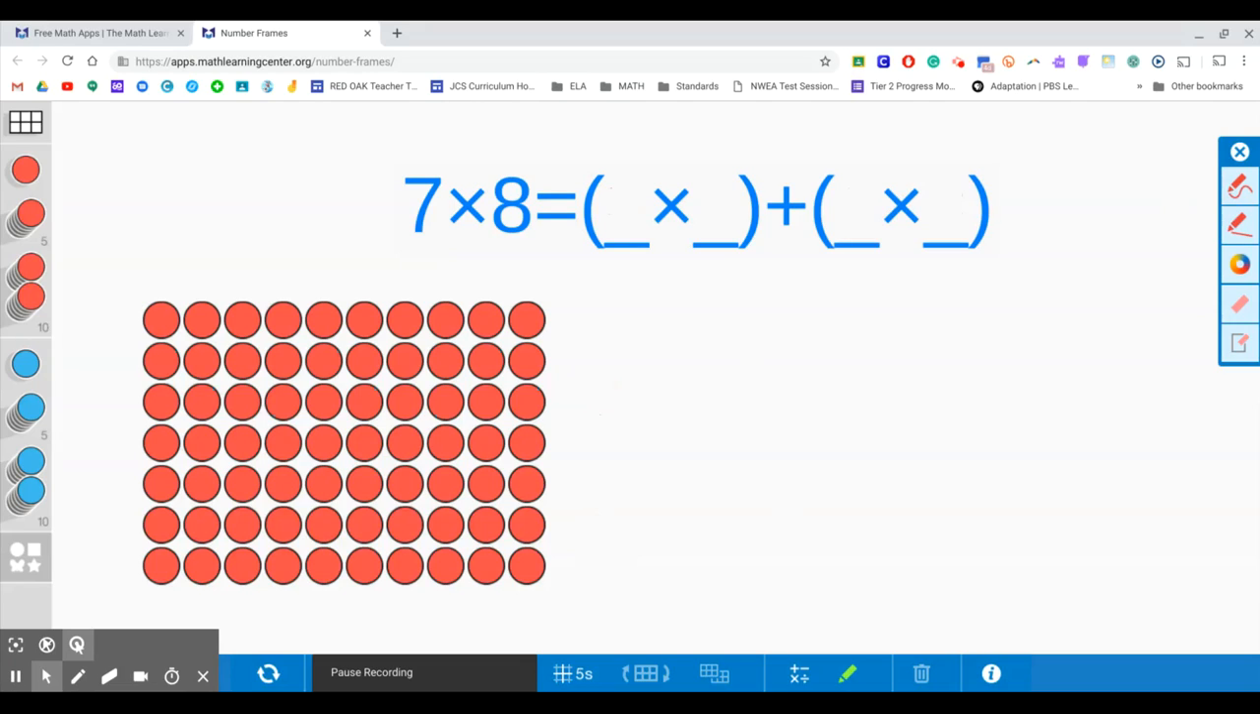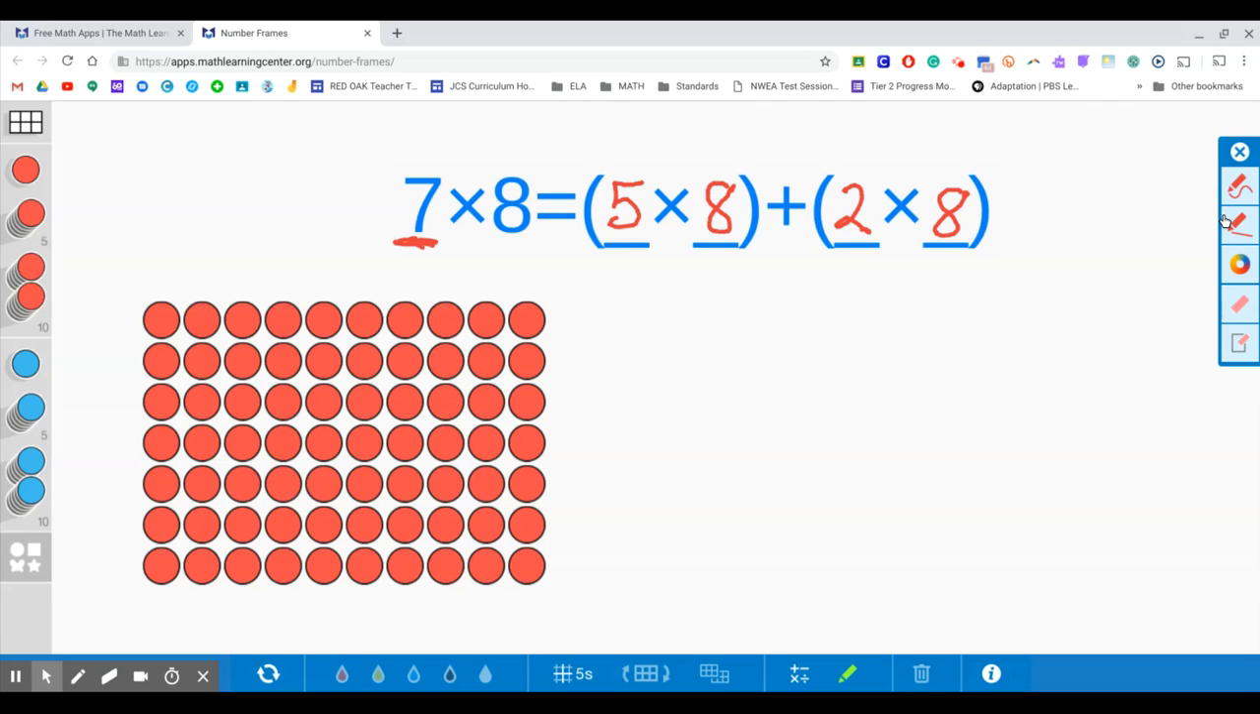All right, now I've created an array to go along with 7 times 8. I made 7 rows with 8 in each row. Now, students could count by 8s or count by 7s in order to find the answer, but that doesn't come naturally to us, right? It's much easier to count by, say, 5s and 2s. So we've learned that we can take the 7 and break it down into 5 and 2 and multiply each of those parts by 8.